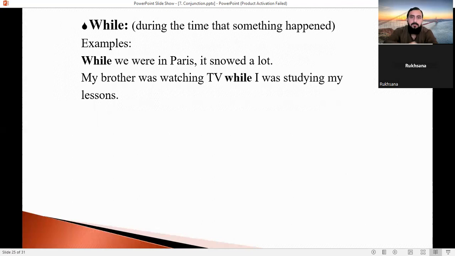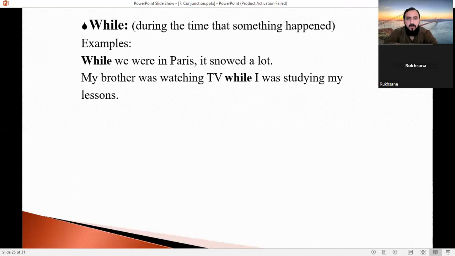During the time that something happened. Sir, we use when in this context also? Yeah, we can use it. But usually we use while with the present continuous tense, okay? Or past continuous or future continuous. We use while with progressive tenses usually. But rarely you can use it for conditions as well.